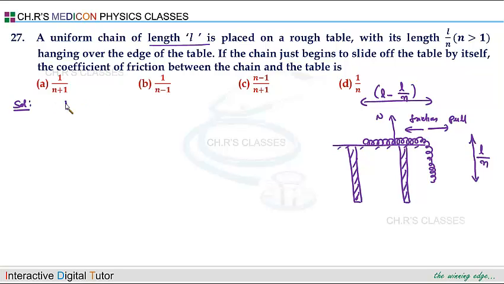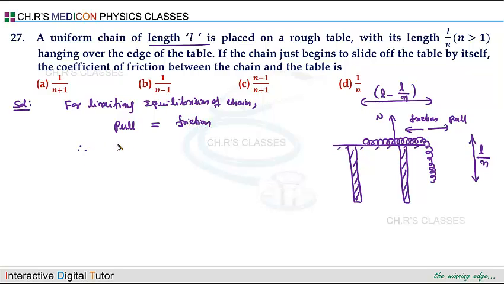Now for limiting equilibrium, that is when the chain just tends to begin its sliding, what we call limiting equilibrium. For limiting equilibrium of a chain, pull due to the suspended portion is equal to friction. Therefore M suspended, that is mass suspended, into G is equal to mu into normal reaction. Here normal reaction is M on table, that is mass of length of chain on table, into G.